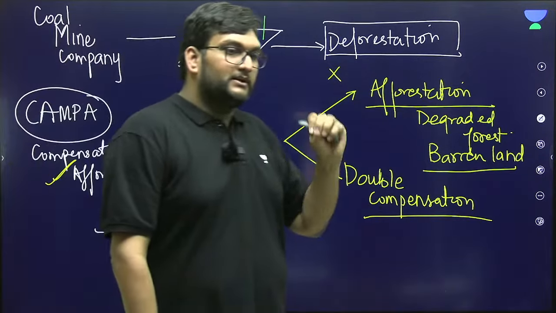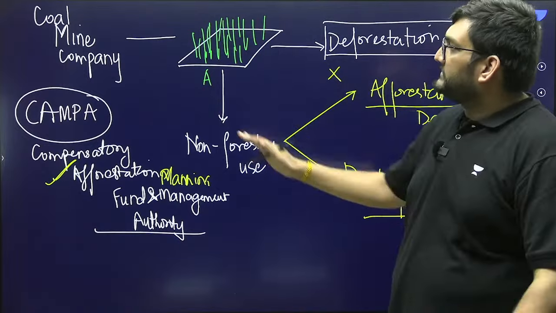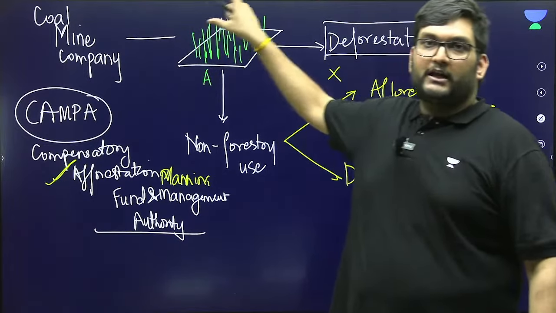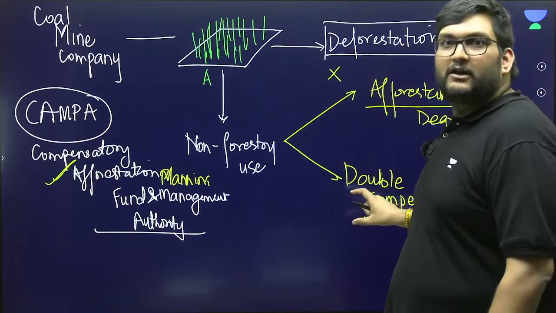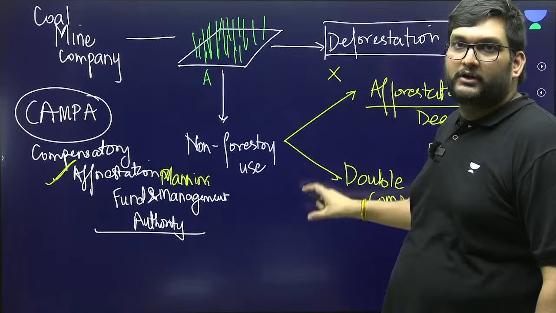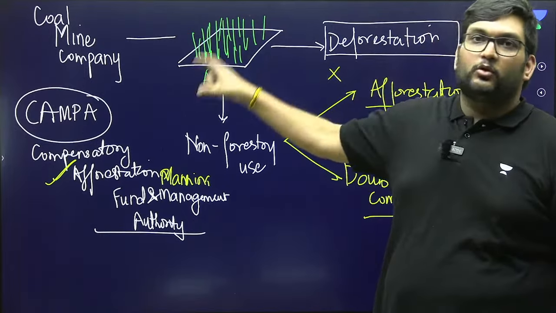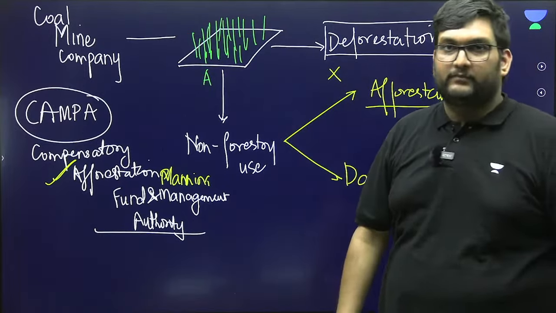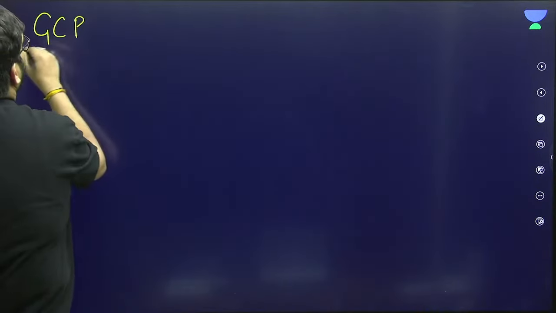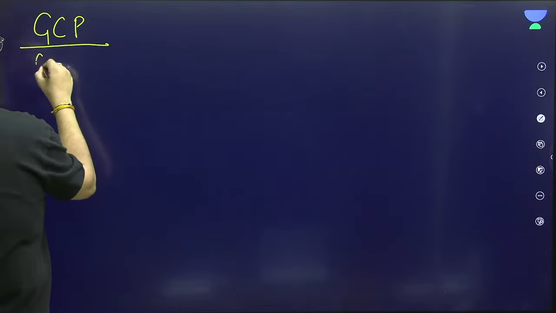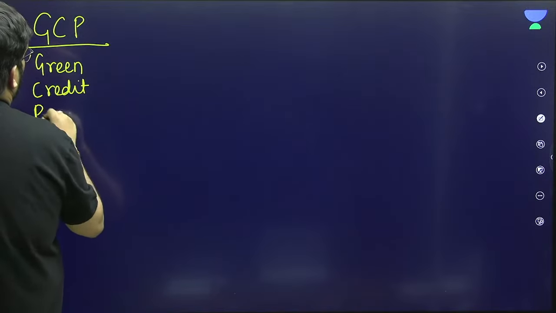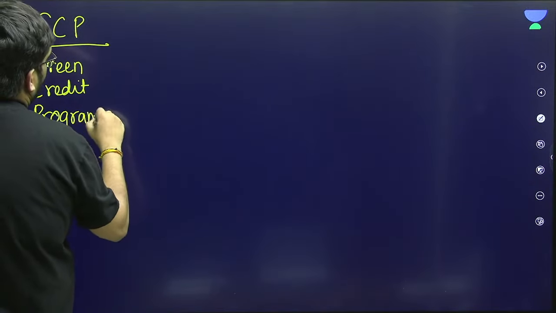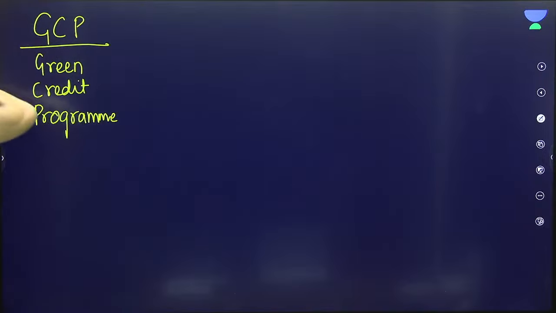Now what the government is trying to do is undercut this, which is a mining company putting land into non-forestry use, not doing afforestation, and sending the compensation to the CAMPA authority itself. However, there is no tangible change in the forest cover in India. So in order to undercut this comes GCP, the concept of the green credit program. And this is a very interesting concept.